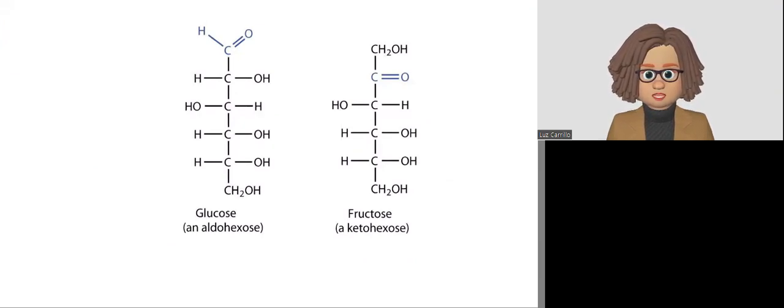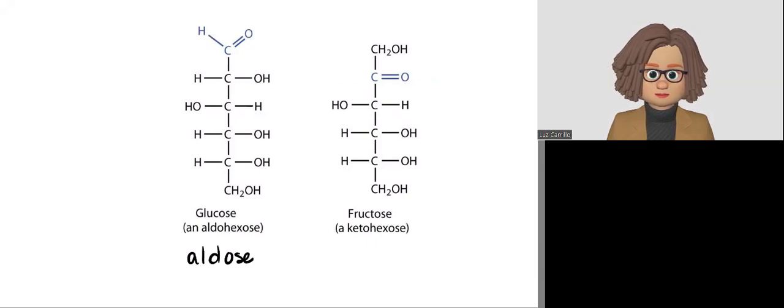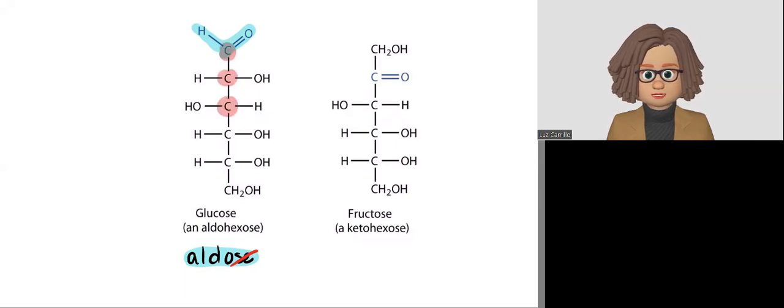When we combine the classification of carbonyl functional group and number of carbons, let's notice that in the word aldose the SE is omitted, and that is put together with the carbon classification. That's why we see that glucose is an aldose sugar, because it has an aldehyde, and it is a hexose sugar because it has 1, 2, 3, 4, 5, 6 carbon atoms.